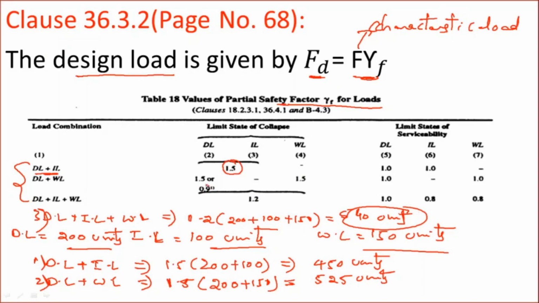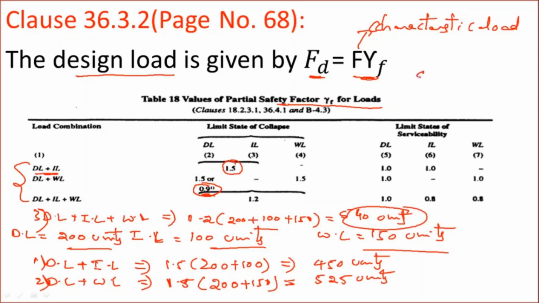Now you can see that a factor of 0.9 is given here. In the limit state of collapse, in the combination of dead load plus wind load, a factor of safety of 0.9 is given for the dead load. If you remember, while discussing the clauses in section 3, I told that whenever the dead load acts as the resisting force, it has to be multiplied with 0.9.